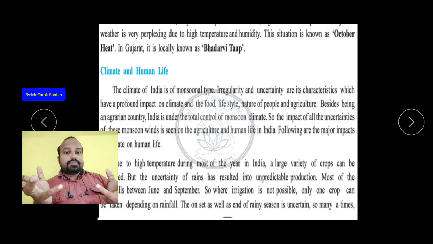That is called the bhap. This situation in October is known as the October heat, and in Gujarati it is locally known as Bhadarvi Tap, from the Bhadarva month, which is also too hot.